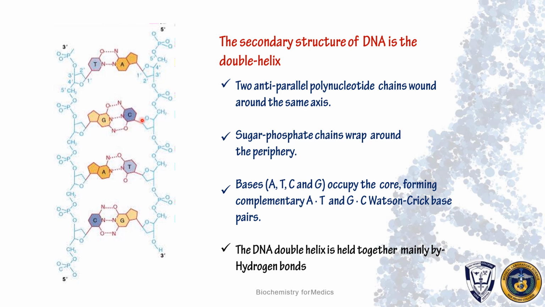And so the sugar phosphate chains wrap around the periphery, and then kani nga to ang mga phosphate groups here, or mga that are joined together by the phosphodiester bond. This is the backbone of your DNA structure, and they are the ones responsible in the formation of the helical structure of your DNA.